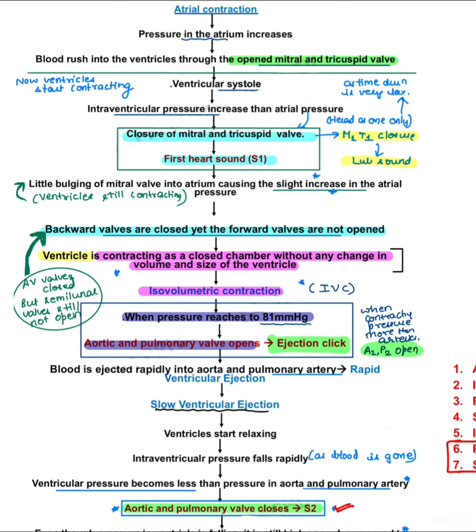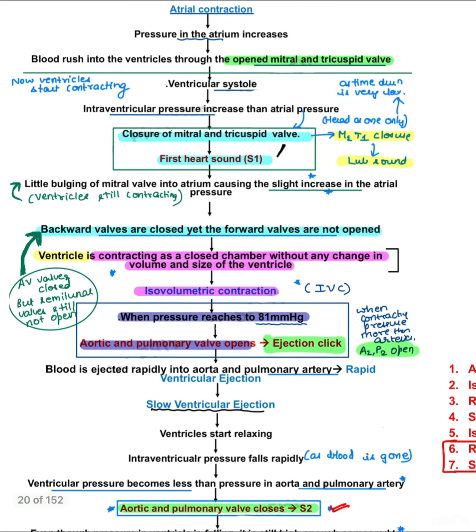Now blood is there in the ventricle, so intraventricular pressure increases more than the atrial pressure. When it is more, what will happen? The valves through which blood was coming, that is bicuspid and tricuspid, will now close, and the blood is in the ventricle. When these close, that is your first heart sound, your S1.